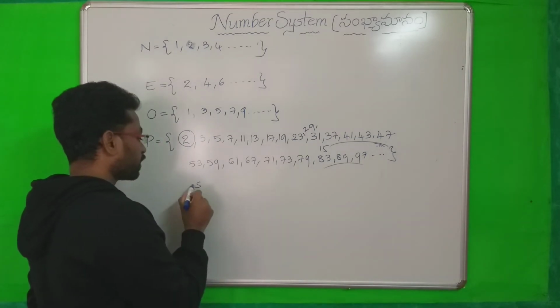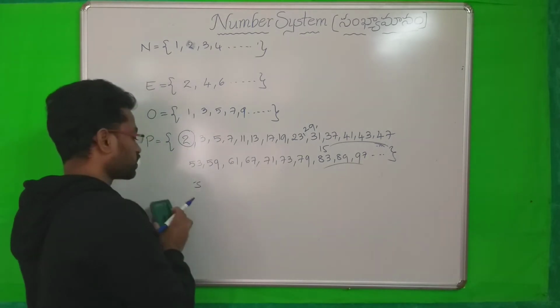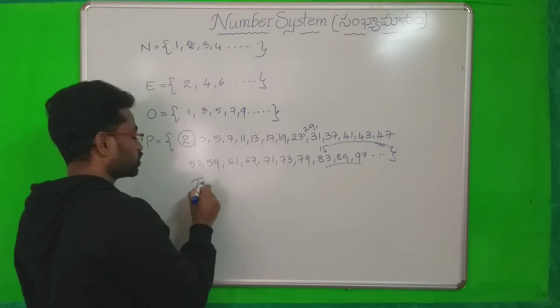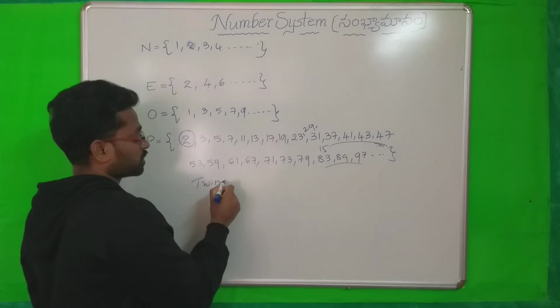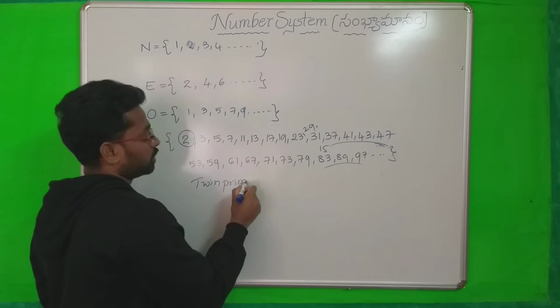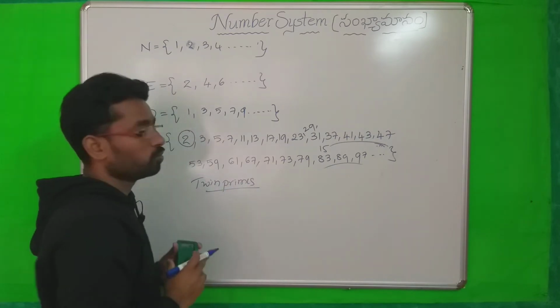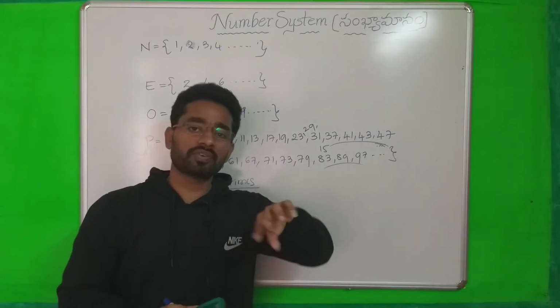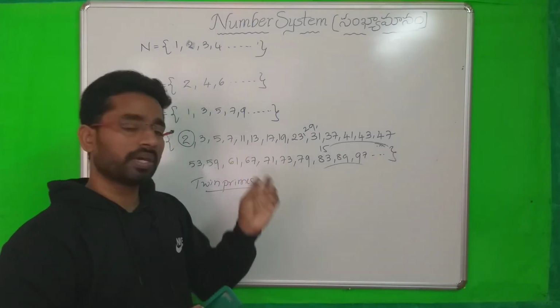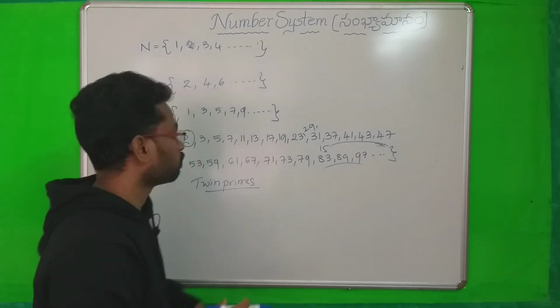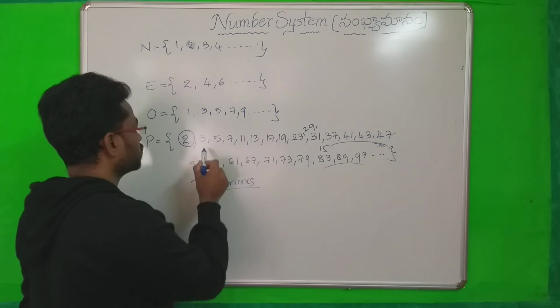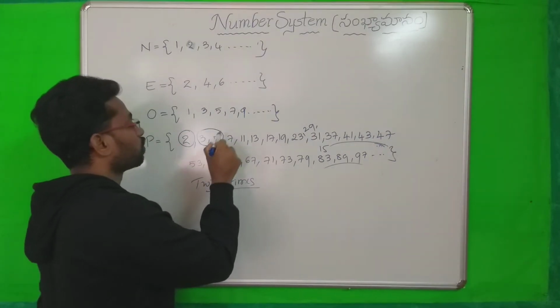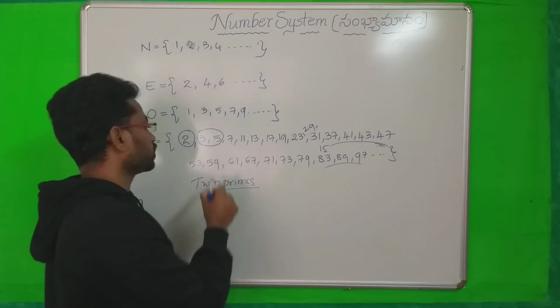Twin primes. What are the twin primes? Two prime numbers having a difference of 2, their difference should be two. So what are the twin primes? 3 and 5 are called twin primes. That is one pair.